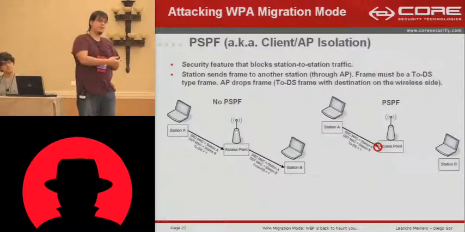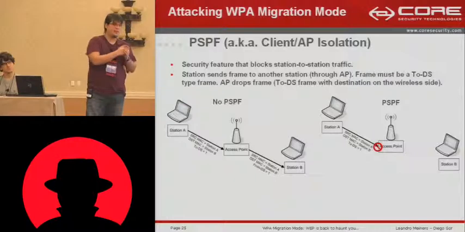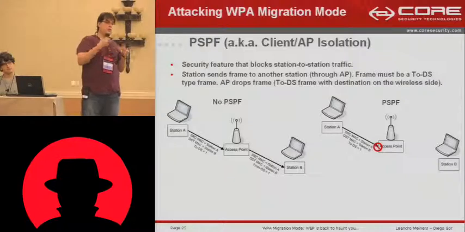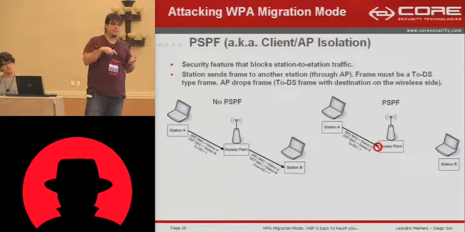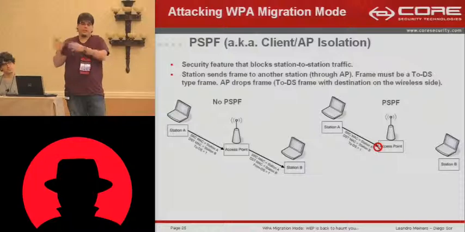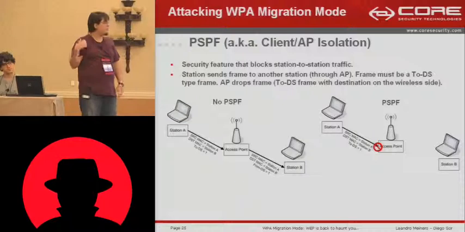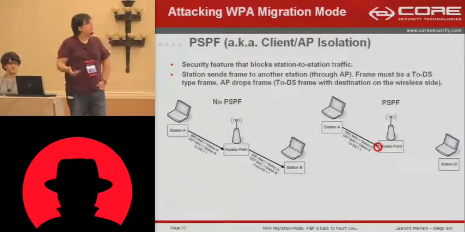And the only attack that you can carry out if you have PSPF enabled on a WEP AP is to attack a station directly. Because if you try to go through the AP, it will never send the traffic forward. So basically you have to attack a WEP station directly so that it generates new and more broadcast traffic, new WEP traffic that you can use to crack the key.